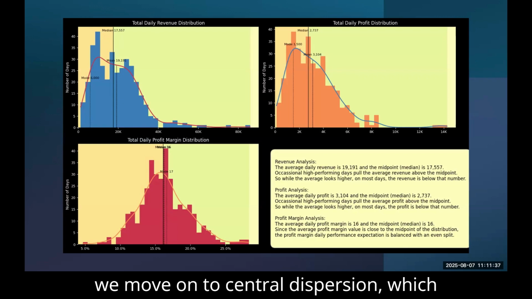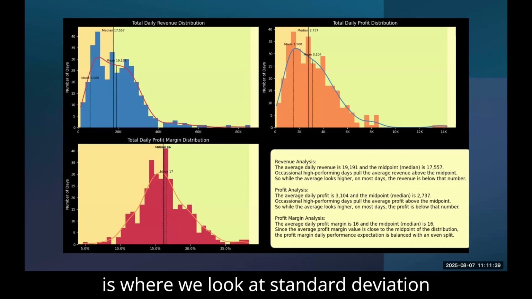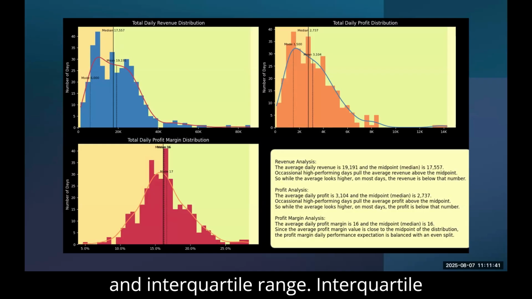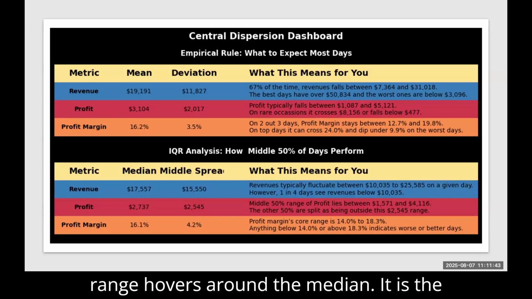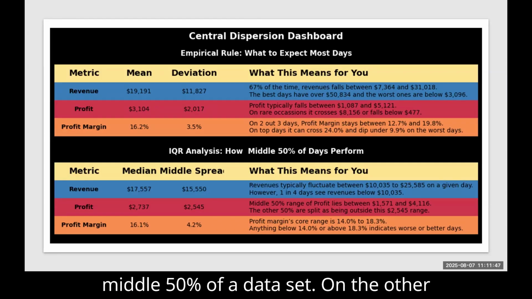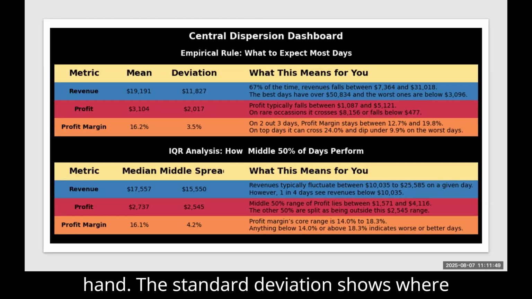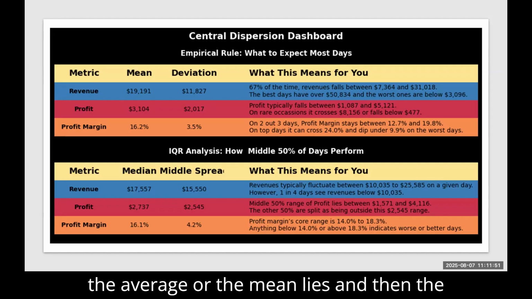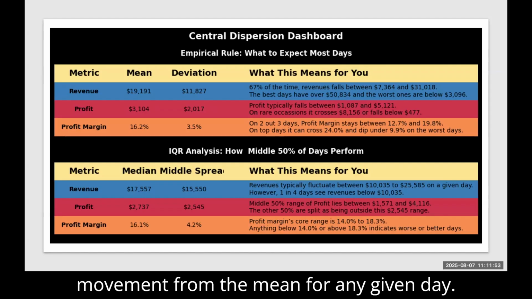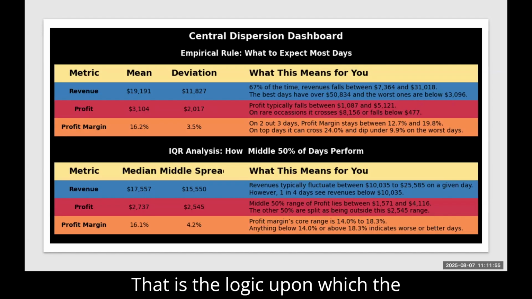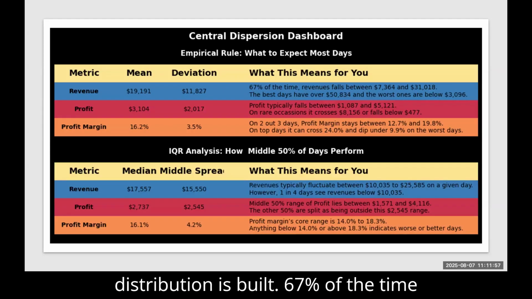Thereafter, we move on to central dispersion, which is where we look at standard deviation and interquartile range. Interquartile range hovers around the median. It is the middle 50% of a data set. On the other hand, the standard deviation shows where the average or the mean lies and then the movement from the mean for any given day. That is the logic upon which the distribution is built.